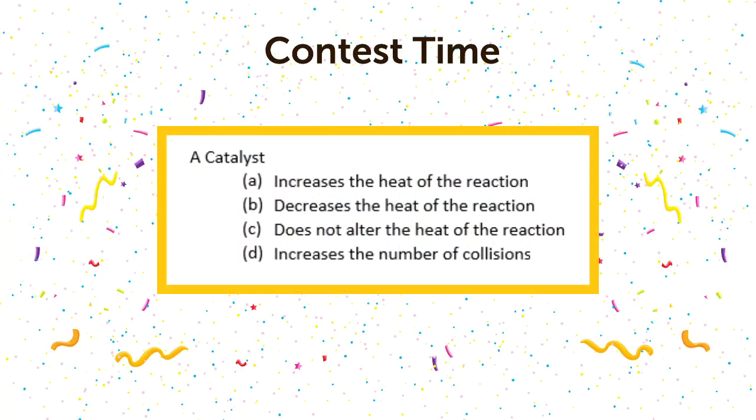And today's context question is: a catalyst. Four options are there. A catalyst, first option, increases the heat of the reaction. Second one, decreases the heat of the reaction. Third one, does not alter the heat of reaction. Fourth one, increases the number of collisions.